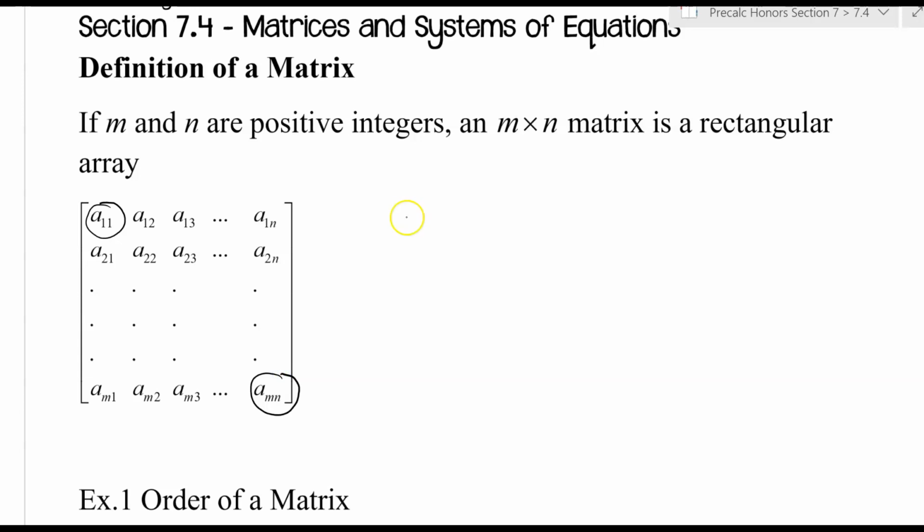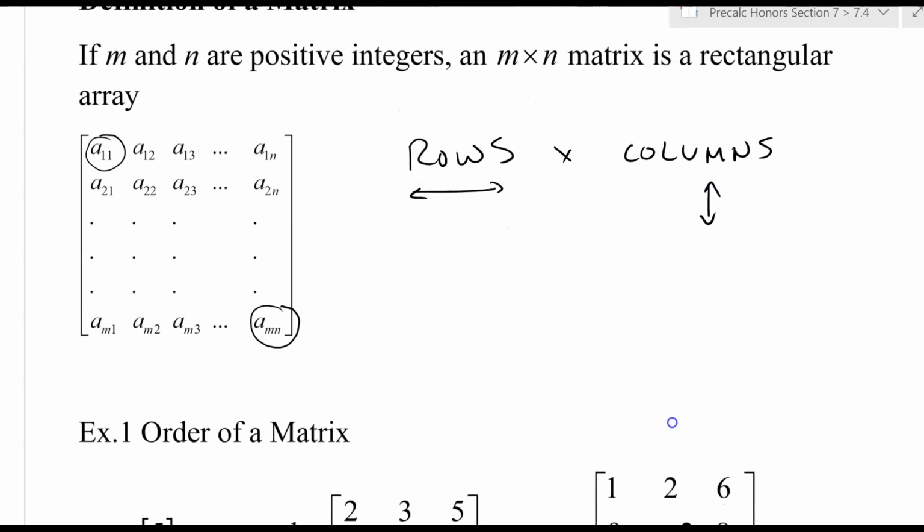So we always read it as rows by columns. Rows are going side to side, and columns are up and down. I'm not sure why we call the rows in school rows, because they're really columns.